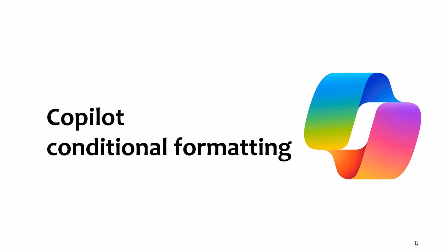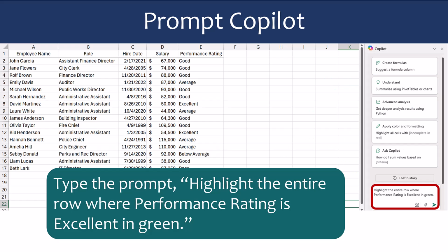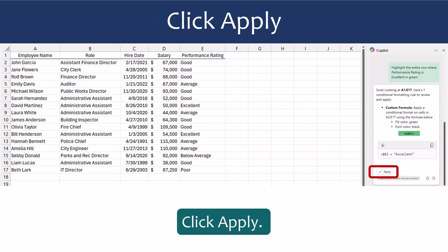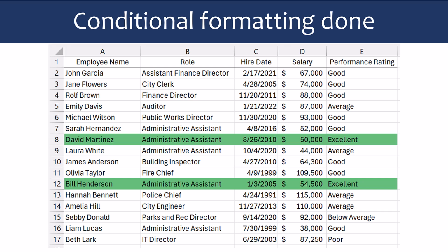Now we are going to show another example of what Copilot can do. In this case, we are asking Copilot to help with conditional formatting. In worksheet C03, type the prompt, Highlight the entire row where performance rating is excellent in green. Copilot replies with a conditional formatting rule to review and apply. Click Apply. And here we see that Copilot has applied the conditional formatting.